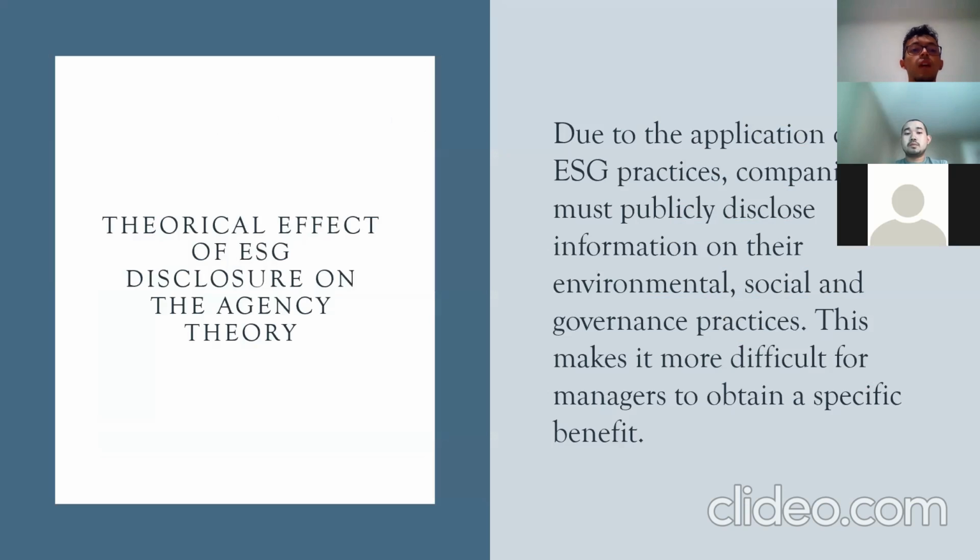So, for example, the theoretical effects of ESG disclosure on agency theory. Due to the application of ESG practices, companies must publicly disclose information on their environmental, social, and governance practices. This makes it more difficult for managers to obtain a specific benefit, because if more people know what the company is doing right now, what the objectives and activities are, it's more difficult for managers or owners to hide information from the public.